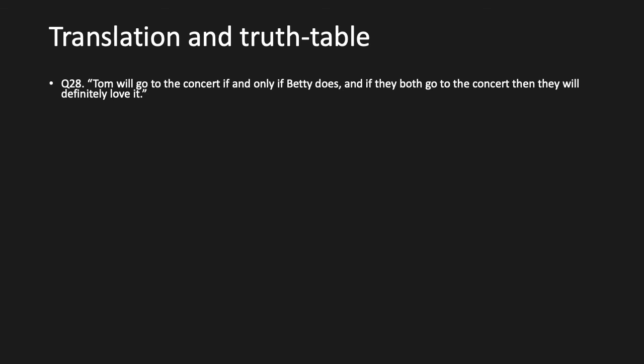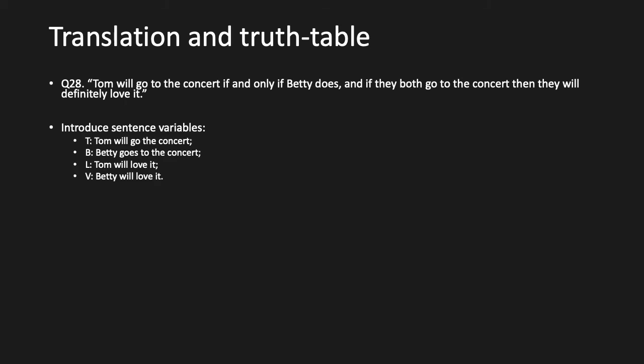Okay, let's introduce sentential variables. T: Tom will go to the concert. B: Betty goes to the concert. L: Tom will love it. V: Betty will love it. Then the translation is obvious.